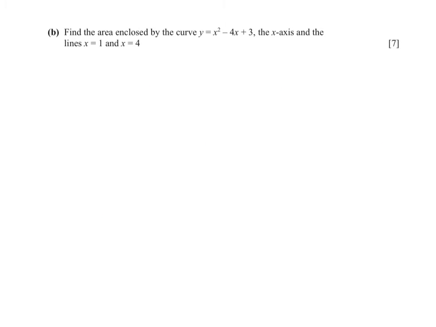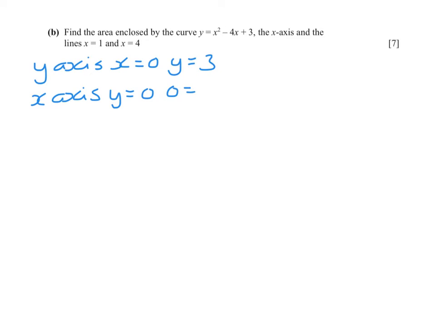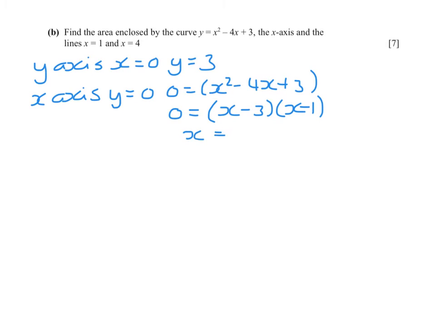Shall we start these questions by a quick sketch of the curve? And to sketch the curve, the first thing we need to know is where it crosses the axes. So it crosses the y-axis when x equals 0, so y would be 3. And it crosses the x-axis when y is 0, so 0 equals x squared minus 4x plus 3. That factorises. Remember, if you don't spot the factorise, then you can use the quadratic formula and we get x equals 3, x equals 1.